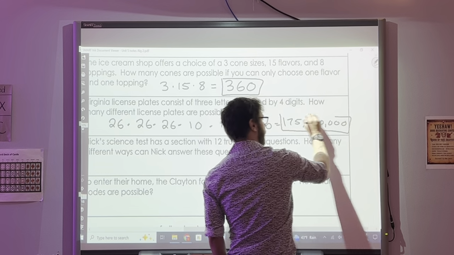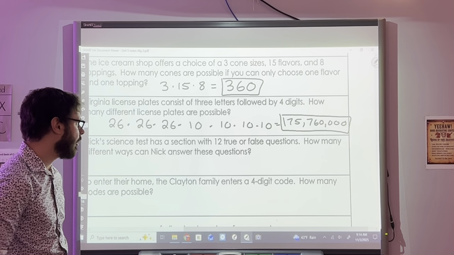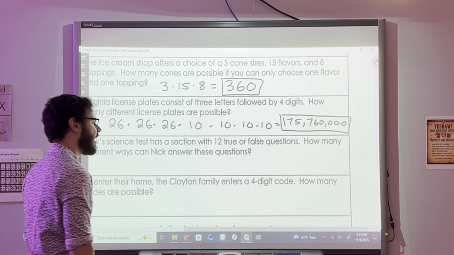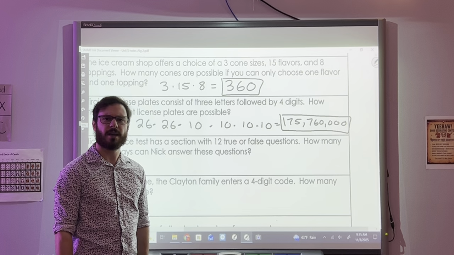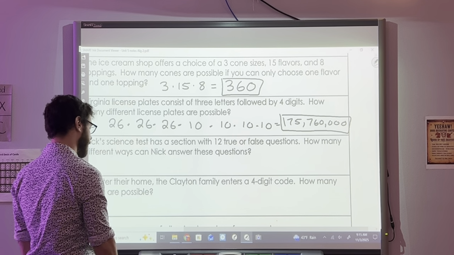That is a lot of license plates. I had the answer, but you put that in a calculator, you can probably get it just as fast. That is way faster than doing that by hand. If you did that by hand, I think it would take you a year to build a tree with that.